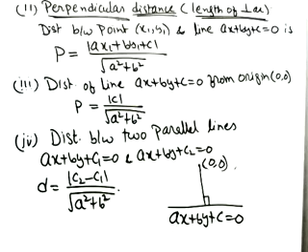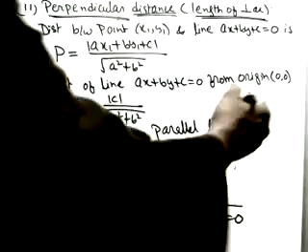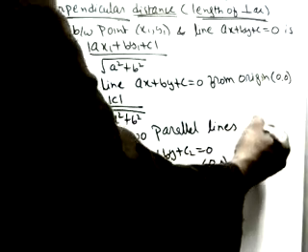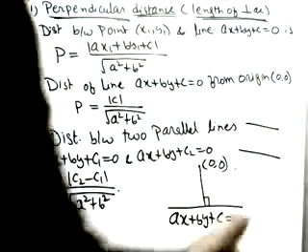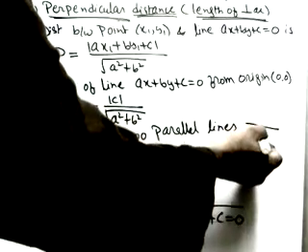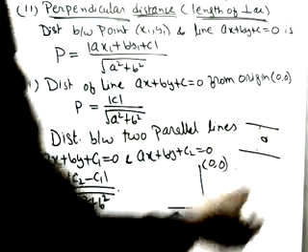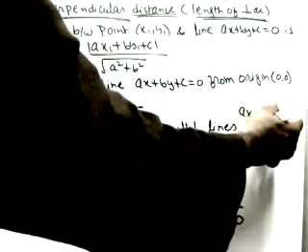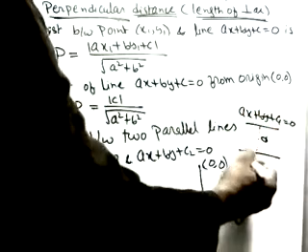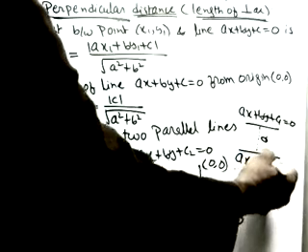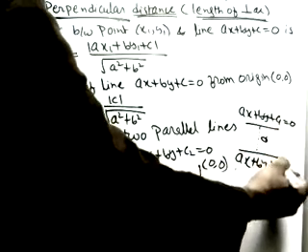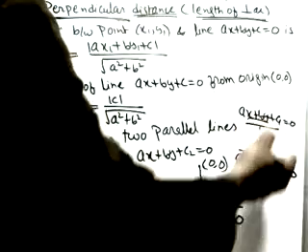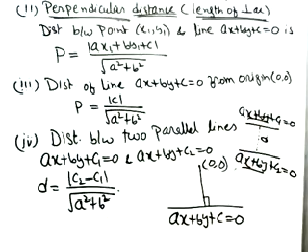The last concept is the distance between two parallel lines. I'll explain here. Suppose we have two parallel lines and we have to find the distance between them. For parallel lines, the x coefficient and y coefficient will have the same value, or the ratio will be the same. Suppose this is ax plus by plus c1 here, c2 there.